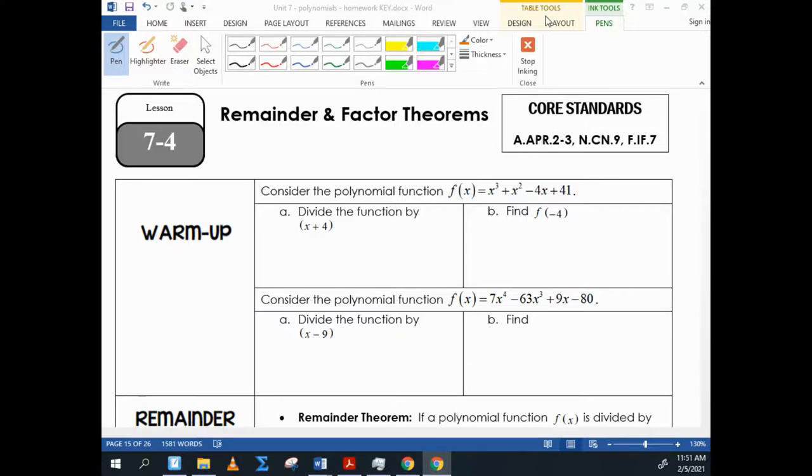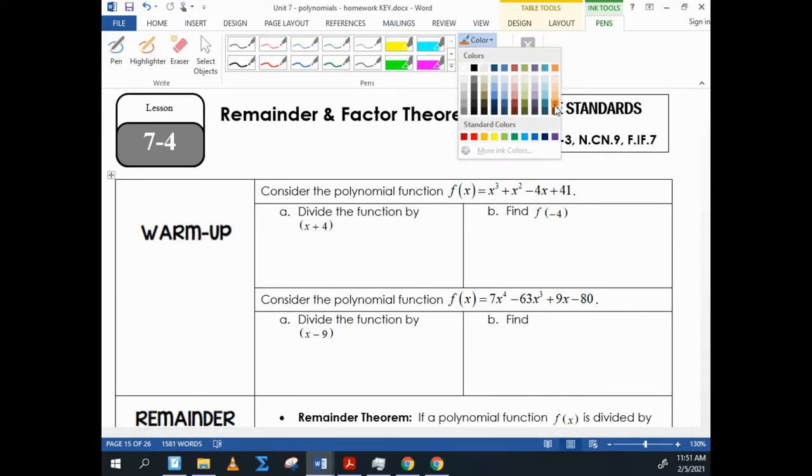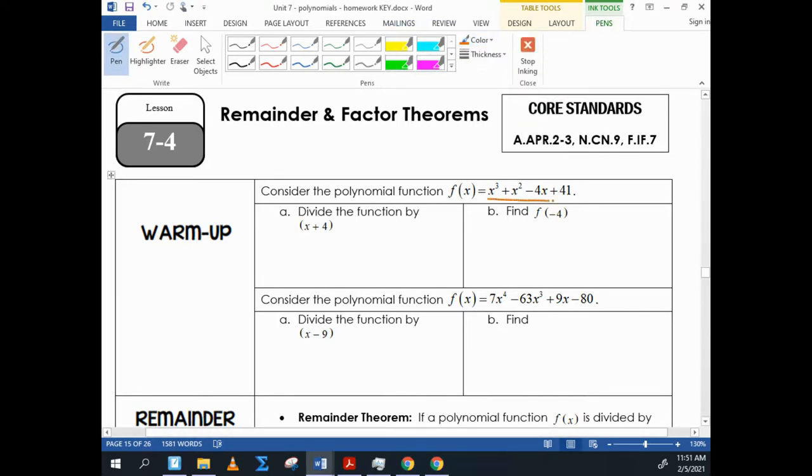All right, to begin with for this lesson 7-4, we're going to start off with what we ended our last unit doing. Okay, so they've given us a polynomial. Here's our polynomial. Last time we just wrote it as, they didn't write f of x, but this is our polynomial. We want to divide it by x plus 4. Since it's just a 1x to the first power, we can go ahead and use our synthetic division.